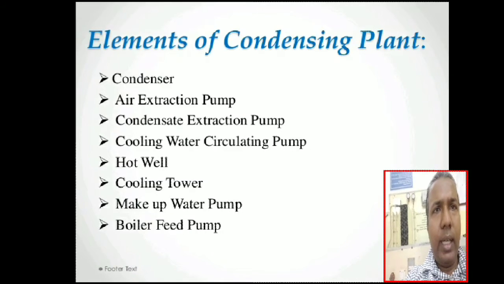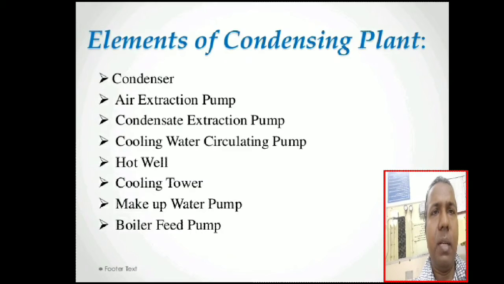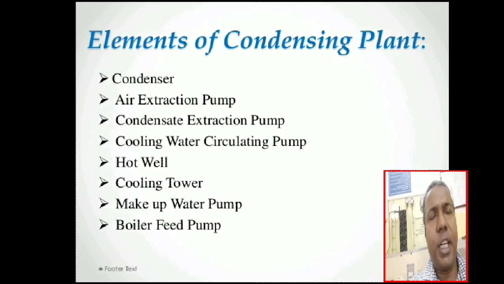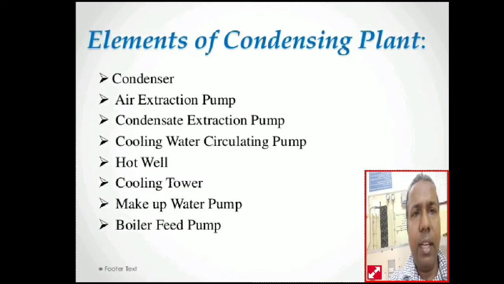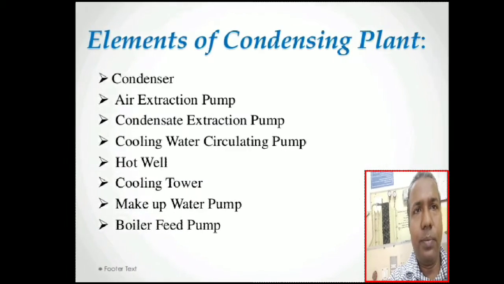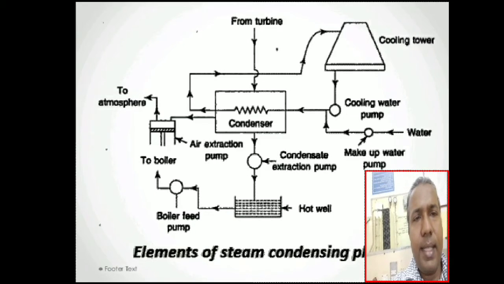Now look at the different elements that are used in a condensing plant. So first is the condenser itself, then air extraction pump, then condensate extraction pump, cooling water circulating pump, hot well, then cooling tower, then makeup water pump and boiler feed pump. So these are the elements. Now let us see in detail.